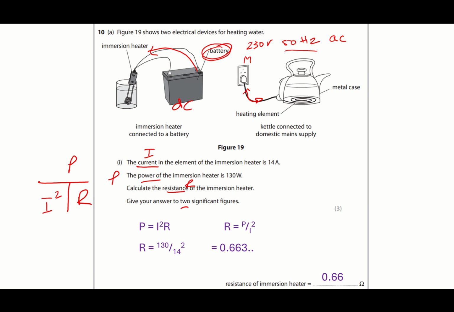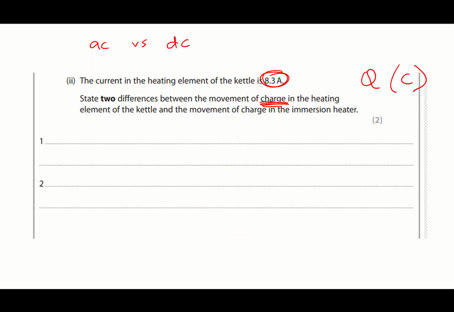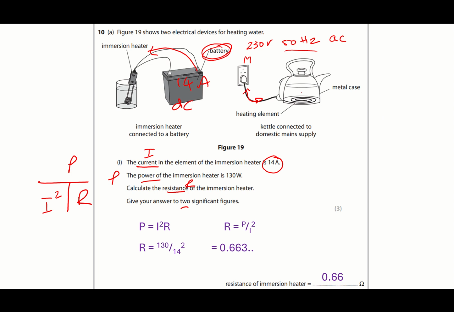And then the current in the immersion heater is 14, so you're 14 amps. And the other one's 8.3 in the kettle. That's 8.3 amps. So this is going to have a greater flow of charge. It's got more amps, so more coulombs per second. And this one, the current's going to go in one direction, and in the kettle, it's going to alternate directions. It's going to change directions.